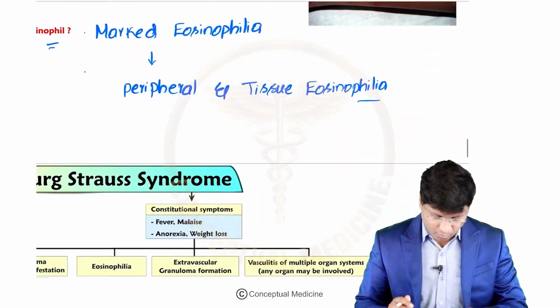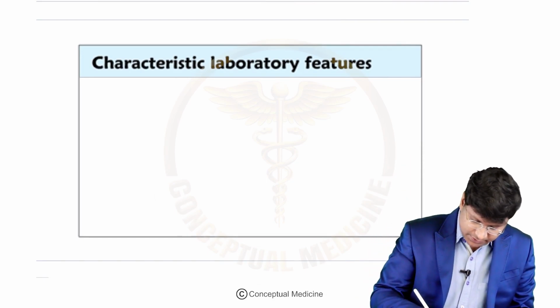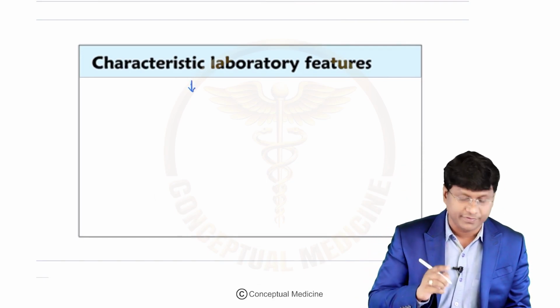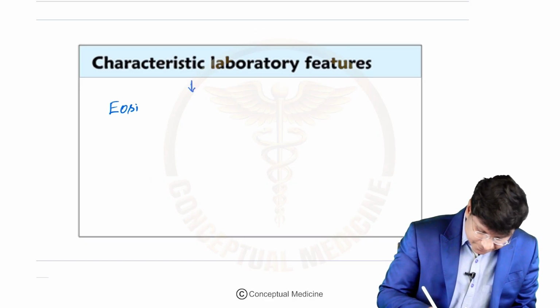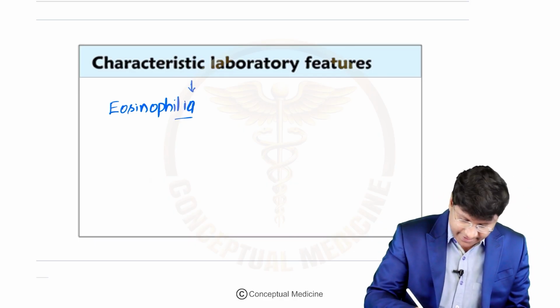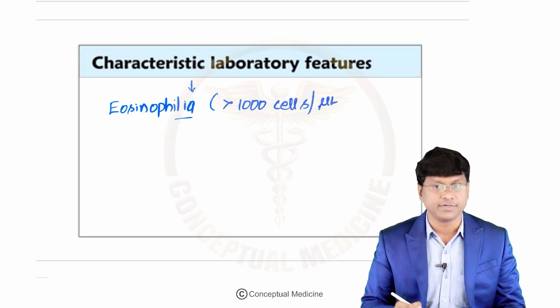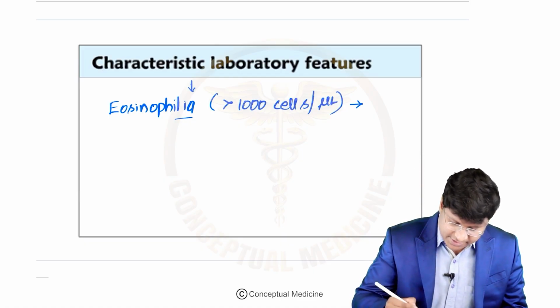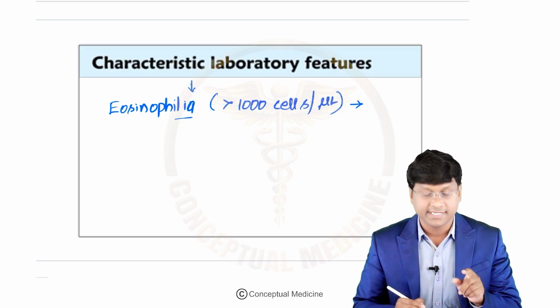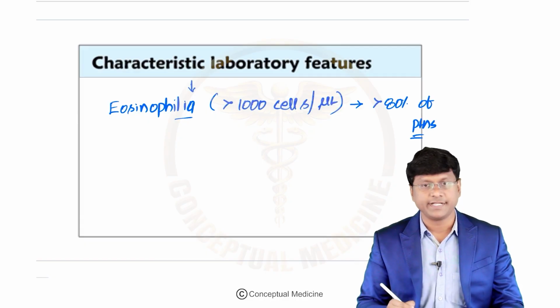Now, what are the characteristic laboratory features? First and foremost, striking eosinophilia. These eosinophil levels will be more than 1000 cells per microliter. And this eosinophilia, more than 1000 cells per microliter, is seen in almost 80% of patients.